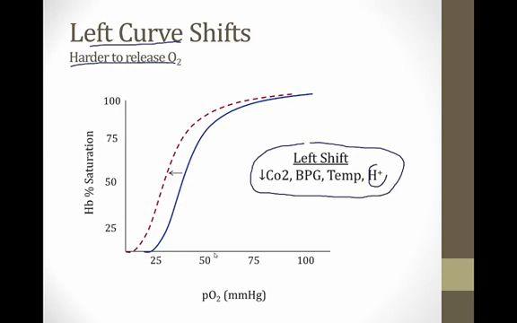So once again, let's pick a level of, say, about 30 or so right here. If we were on the blue curve, that would correspond right here to a saturation of about 50. But when we shift left, we are all the way up here to a saturation of about 75. So by shifting the curve left, we've caused hemoglobin to hold on to more oxygen. That means it's harder to release O2 when you shift the curve to the left.